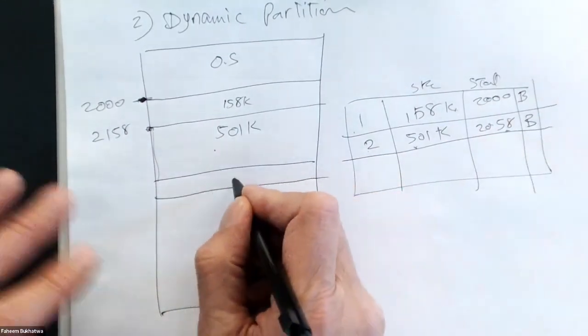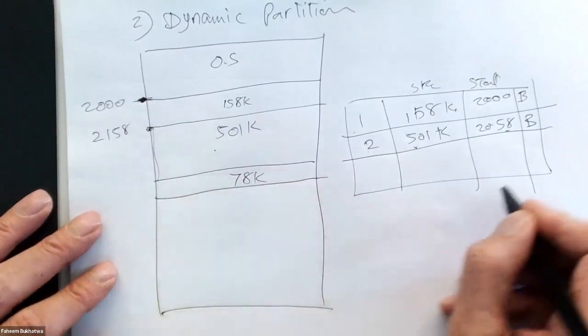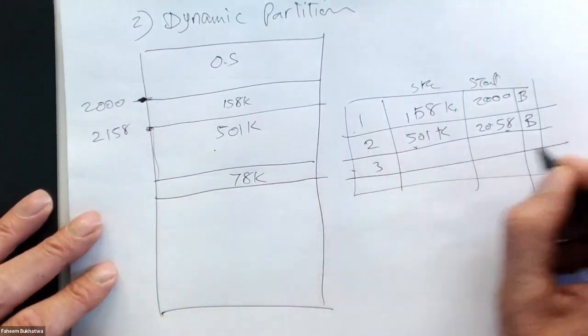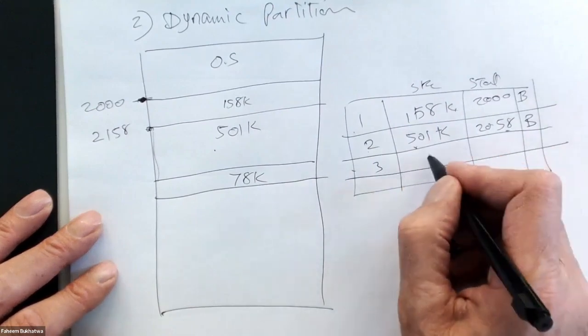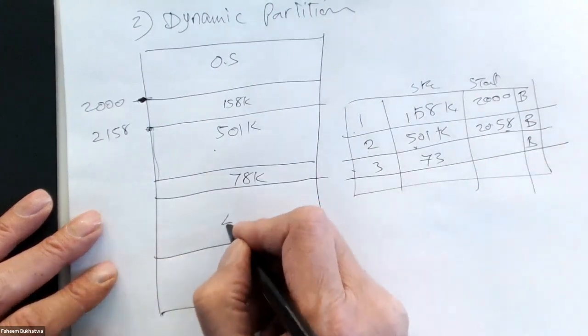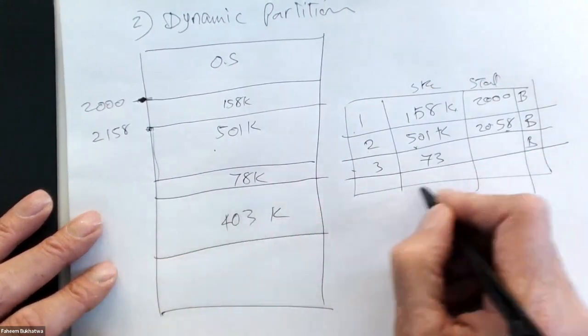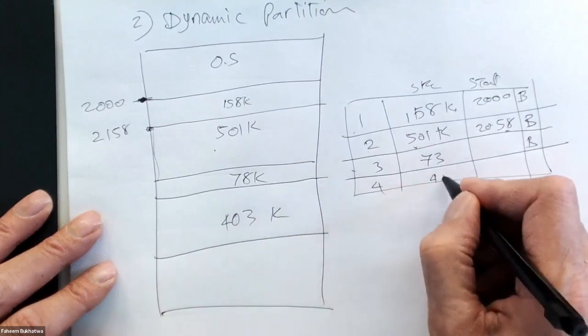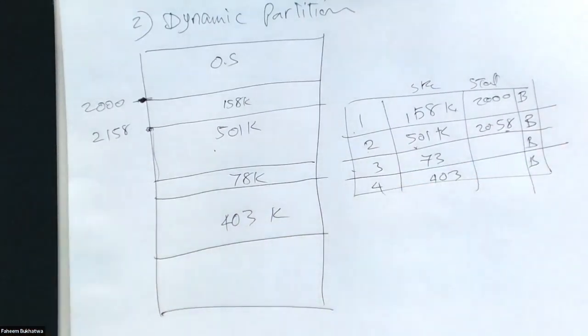So sometimes, let's say, here's this one. I need 78K. So we give it 78K, process number 3. It's busy, and so on. So another one, 403K. So process number 4, 403K, it starts at a certain other address. Now, at the beginning, it's the most efficient system. We only give exactly as much memory as needed. We can fit so many programs. There's no internal fragmentation.